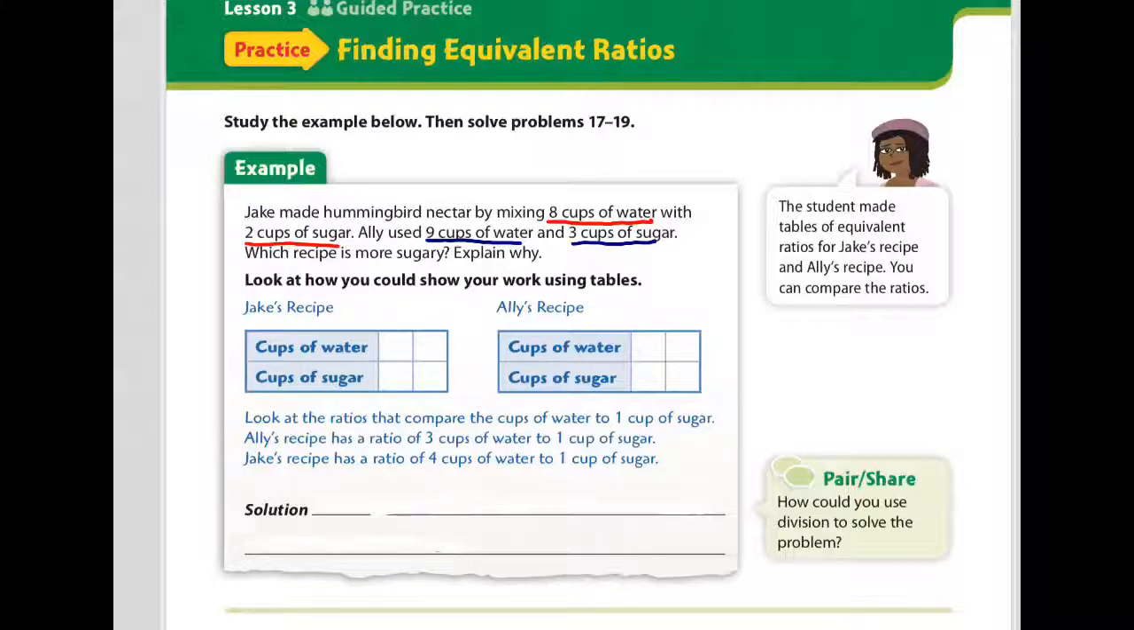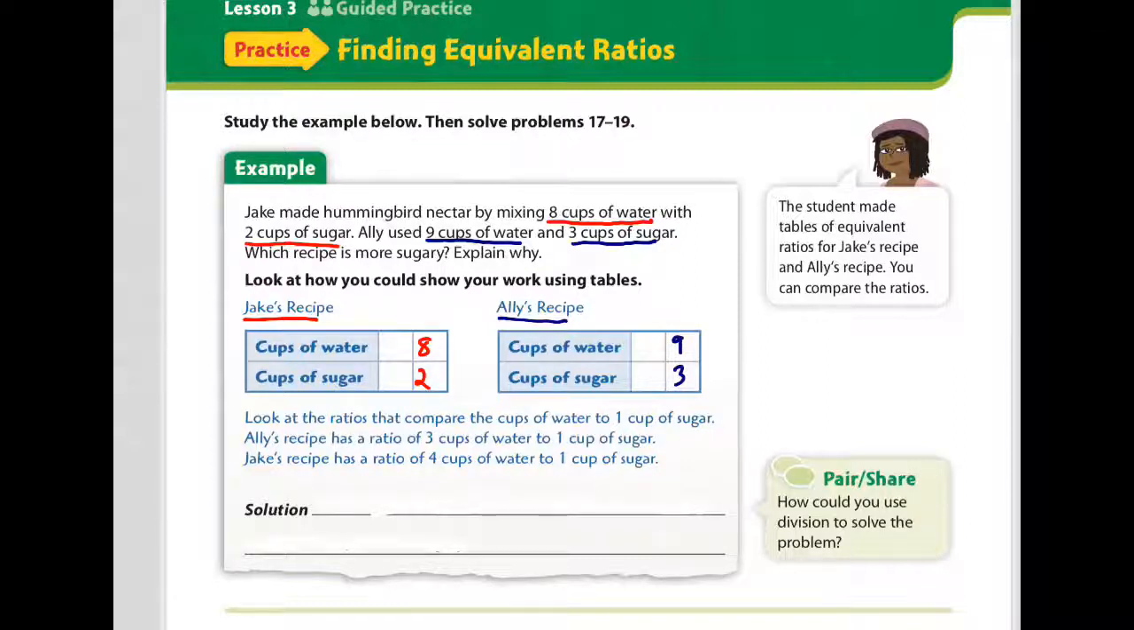Explain why. So, a good strategy whenever you are comparing two different ratios like this, we're comparing Jake's mix in red and Allie's mix in blue, it's a good idea to do 2 ratio tables. So, what I have here is I'll start in red with Jake's recipe. So remember, he uses 8 cups of water with 2 cups of sugar. So 8 cups of water, 2 cups of sugar. Now, in Allie's recipe, I'm going to switch to blue. She uses 9 cups of water for 3 cups of sugar.